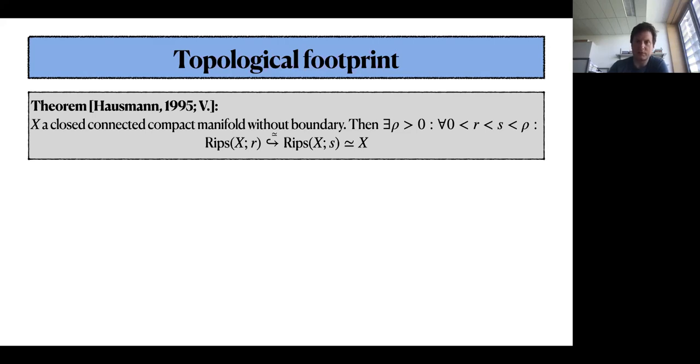Now, this result has been generalized and extended in various settings. It turns out that a result like this holds in the persistent setting, meaning that for small r's, those inclusions of Rips complexes are actually homotopy equivalences. And let's see how this works on a specific example.